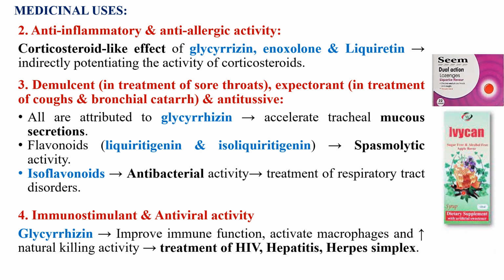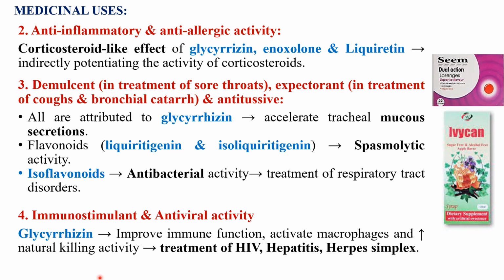For example, we have here in Egypt this product named Evican. It's a mixture of licorice and ivy leaves extract for the treatment of cough, and it's highly prescribed and a very effective product. Also, some brands or medications contain licorice extract in lozenges, such as this one, for the treatment of sore throat.